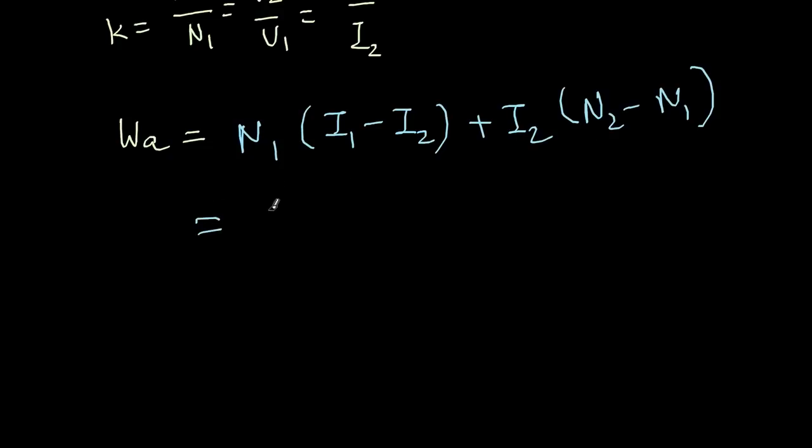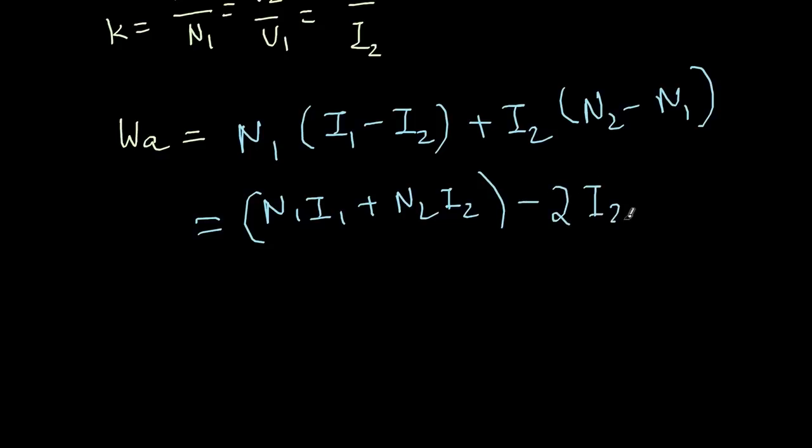And if I simplify this, this will be N1 I1 plus N2 I2. So this is one term, N1 into I1, N2 into I2. Then the other term will be I2 into N1 and I2 into N1, so minus 2 I2 N1. So this is the weight of the auto transformer, first step up, and the weight of copper for a two winding transformer, as you know, it will be N1 plus N2 I2.